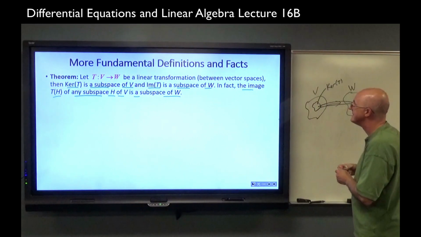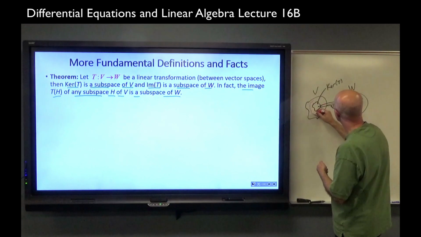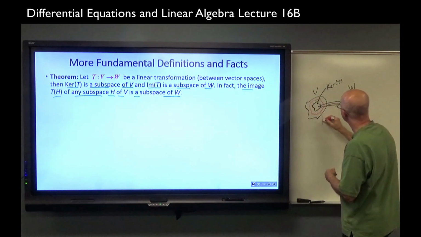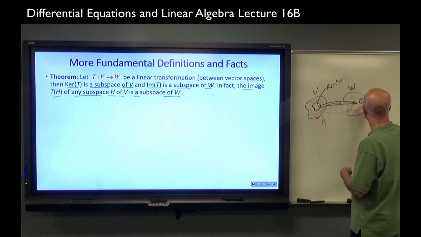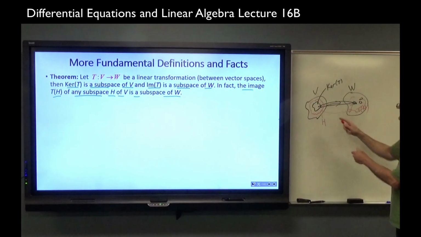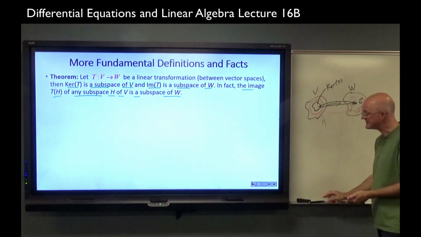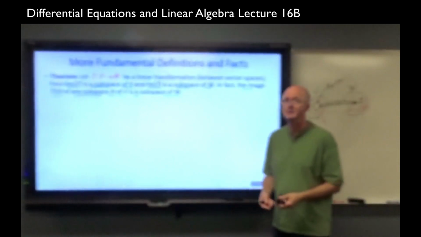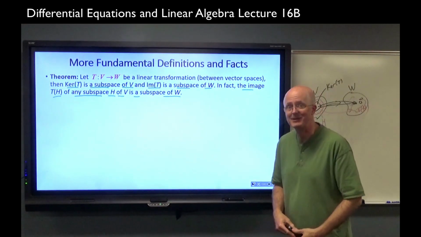If H is an arbitrary subspace of V, maybe bigger than the kernel, does it contain the kernel? Maybe, maybe not. If that's H, T of H is the set of everything that those vectors get mapped to. If H is a subspace of V, then T of H is going to be a subspace of W. How do you prove this? Use the subspace test. Verify that these things are non-empty, verify that they're closed under addition, and verify that they're closed under scalar multiplication. I'll probably give that as an exercise to my class.